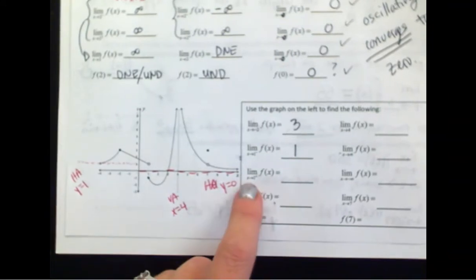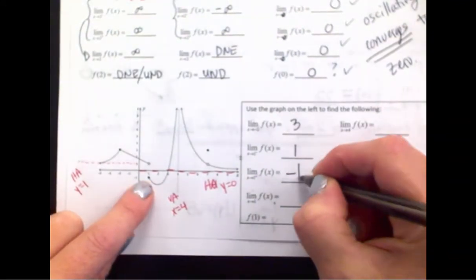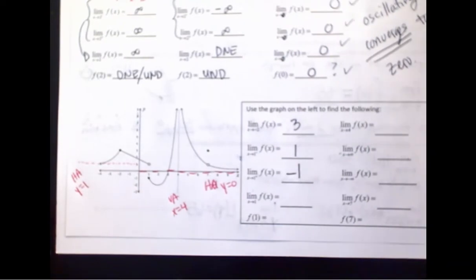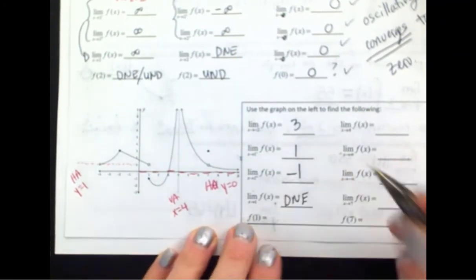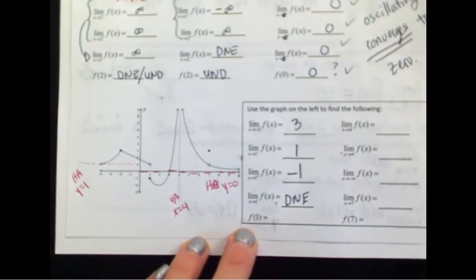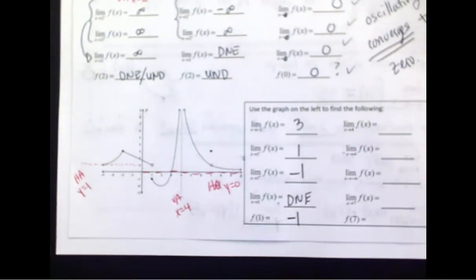Okay. All right, third one. -1. 1 from the right is -1. That one was candy. Come pick. Okay. Fourth one. Does not exist. Does not exist. That one was not candy. Okay. F of 1. -1. Yes, that one was candy.